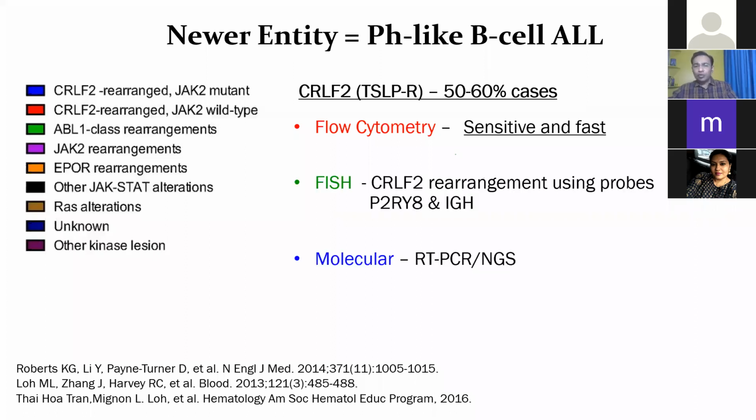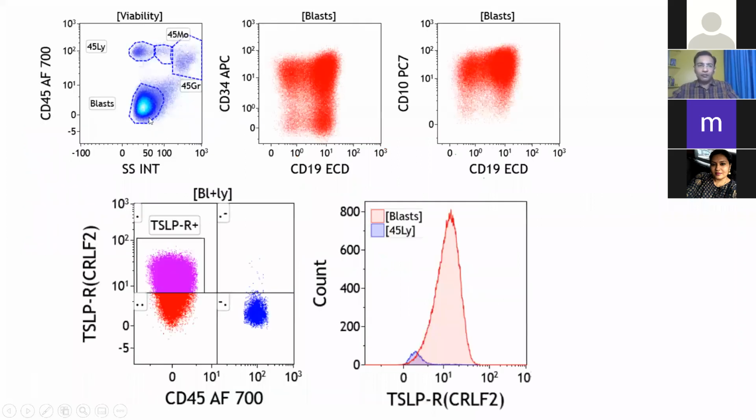The other methods to pick up are FISH as well as molecular. These are the additional abnormalities. I am going to show you an example. For example, in this B-ALL, which is CD45 negative, CD19 positive, and CD10 positive, here you can see they are TSLPR positive. So this is CRLF2, which is positive.